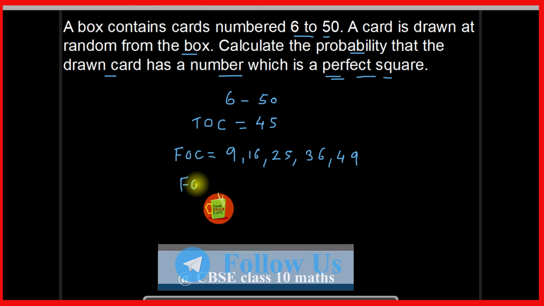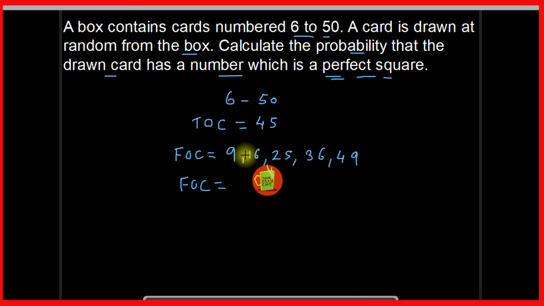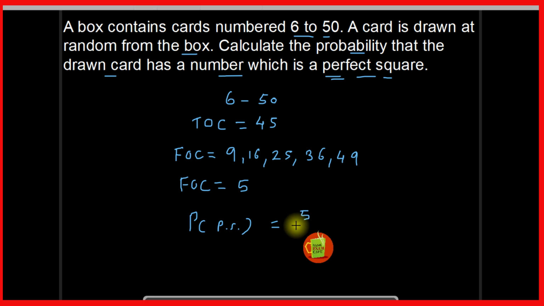It means the favorable outcome is any number: if 9 is drawn, 16 is drawn, 25 is drawn, or 36 is drawn, or 49 is drawn, then that will be favorable. Therefore the total favorable outcome will be 5, and the probability of getting a perfect square is equal to favorable outcome divided by total outcome, that is 5 by 45. And 5 by 45, that is 5 ones are 5, 5 nines are 45, so it will be 1 by 9. Now move to the next question.